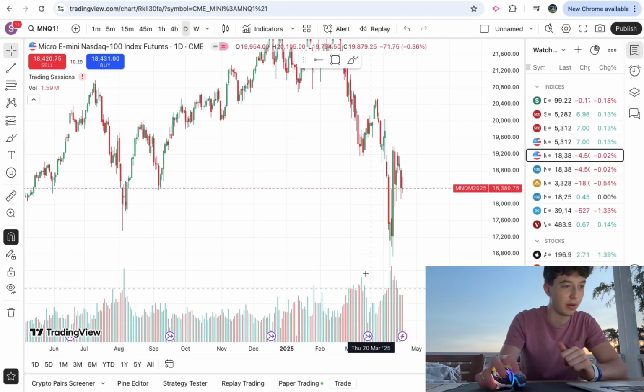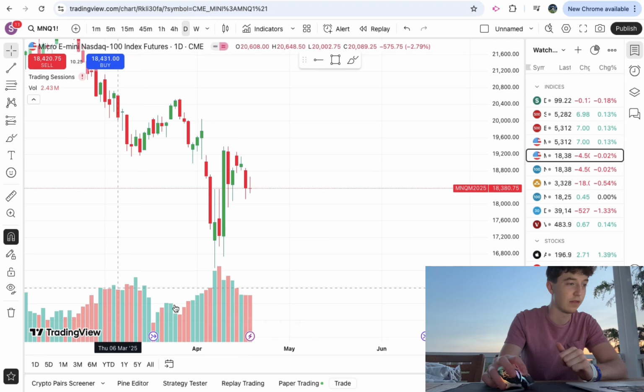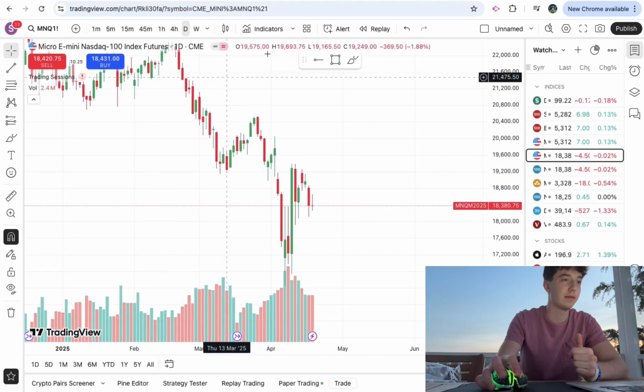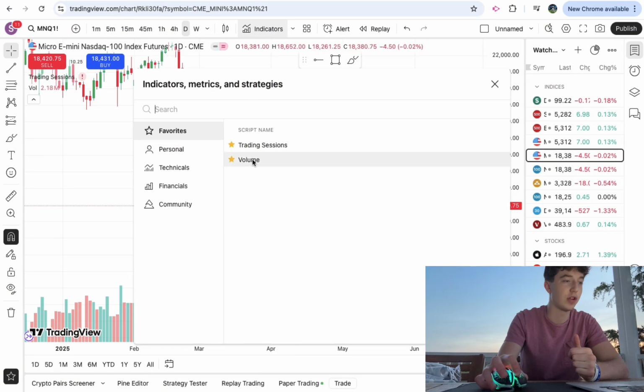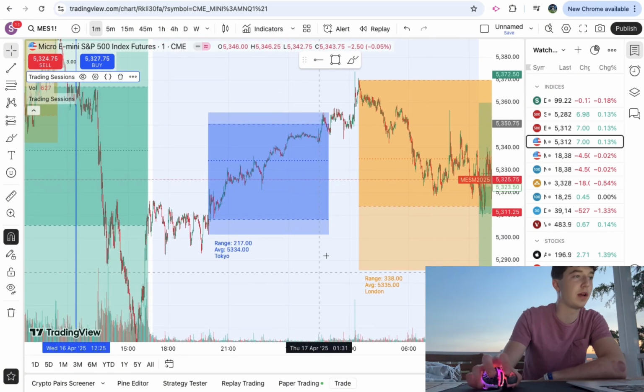As you can see right here on the bottom of the screen, this is called volume. This red and green stuff up and down here, this is called volume. So that's an indicator right there. And then you have trading sessions, which I like to use. Yeah, I have it open right now. So this is what I use.